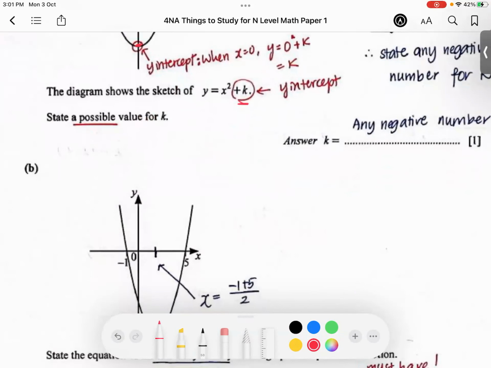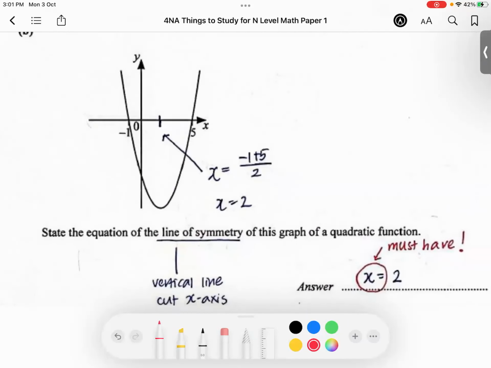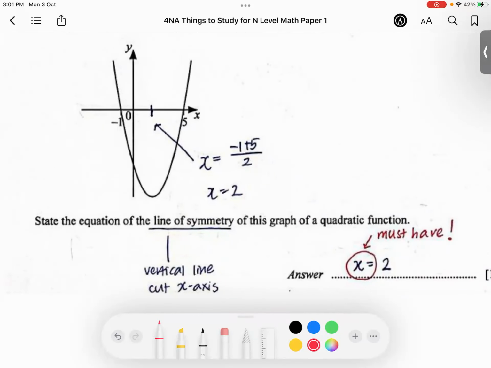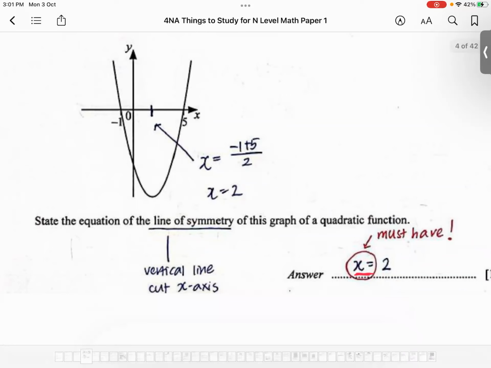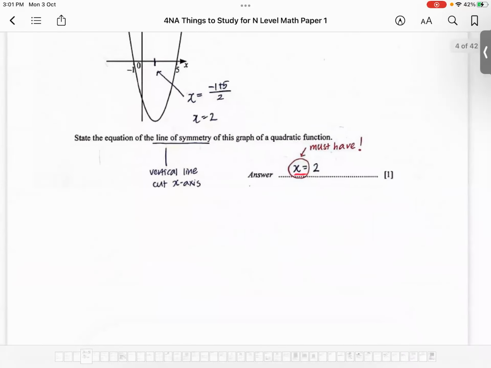Next part, this one again, line of symmetry. They only want to test your concept. Do you know that you take the two numbers, add together, divide by 2, and they also want to test you, do you write x equals to something? So this one is under the I, L, and the L. Just take the two numbers, add together, divide by 2. Make sure you write x equals to something. Can this part go? Next question.